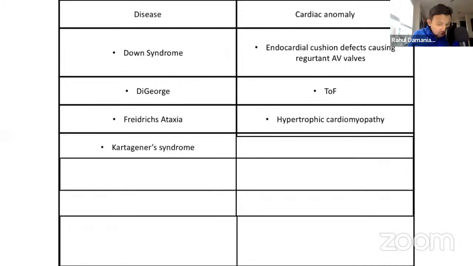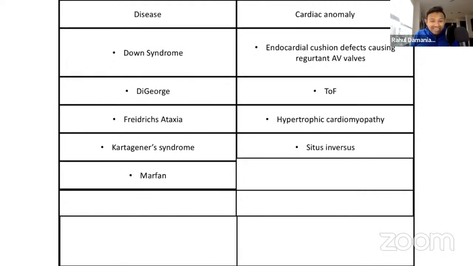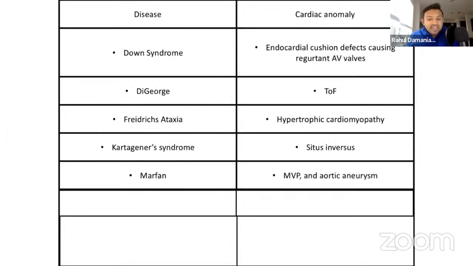What about Kartagener syndrome, in which your cilia don't work? These patients are going to have issues with their sinuses, recurrent lung infections or bronchiectasis, and they're going to have situs inversus. The heart's going to be on the other side, on that right side. What about Marfan syndrome? Remember that in Marfan syndrome, they're going to have bad fibrillin. So their vessels are not going to be as strong. And subsequently, they can get mitral valve prolapse, but specifically, they can get aortic aneurysms.